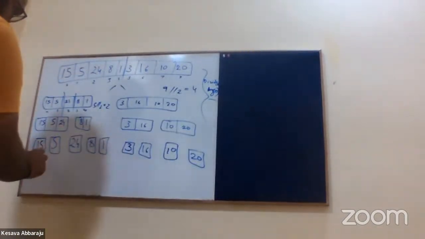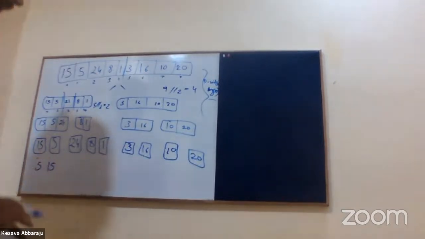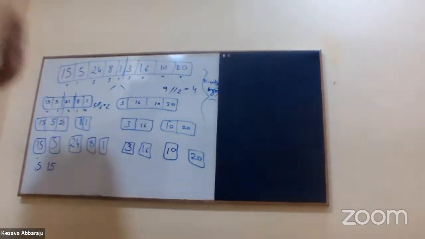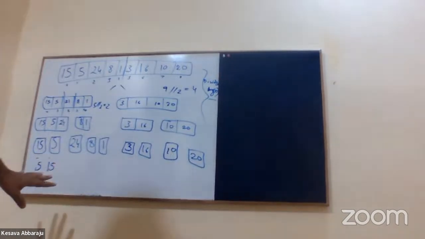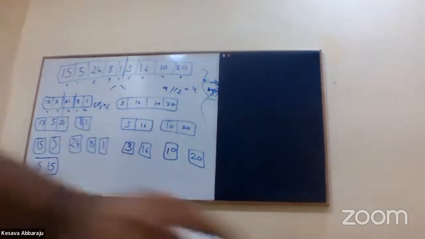And then we'll compare 5 with 15. 5 is less than 15. So now, don't think about the code. Just manually compare them and try to sort it. I'm sorry, 1 minute.